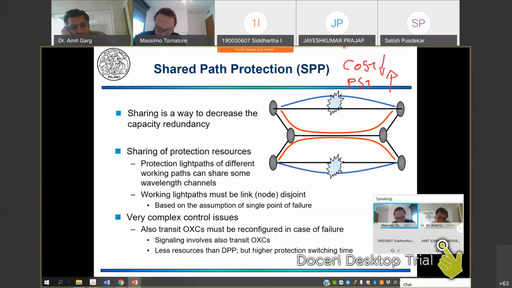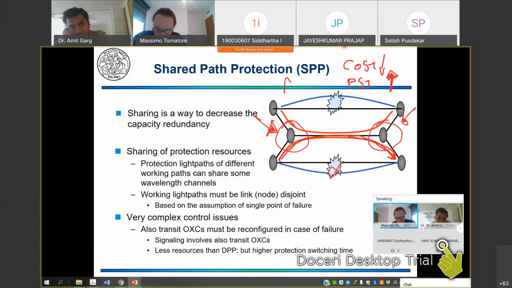The protection switching time goes up because, first of all, protection in shared path protection is reactive. Okay, there's a failure. After the failure, I send the information to the backup. And when I go on the backup path, I also have to reorganize, let's say reconfigure, the intermediate OXCs. So these OXCs cannot be, people say, pre-cross-connected. They must be cross-connected after the failure, and this takes time. So the protection switching time goes up.